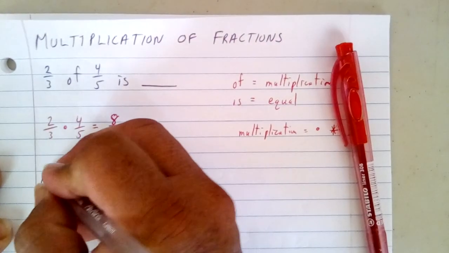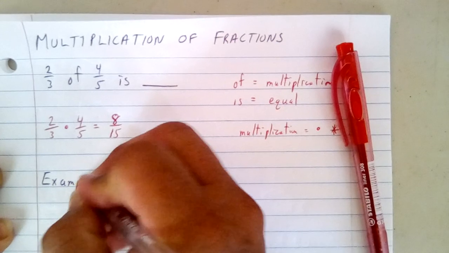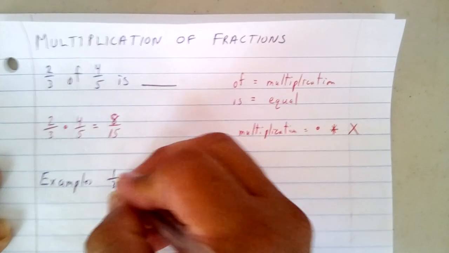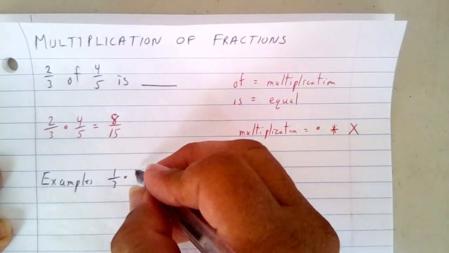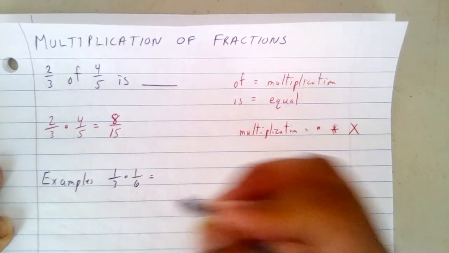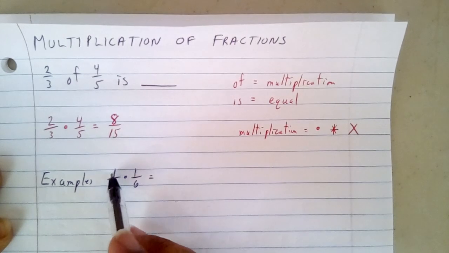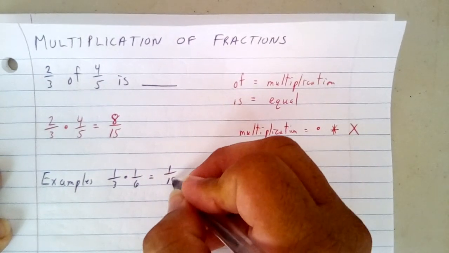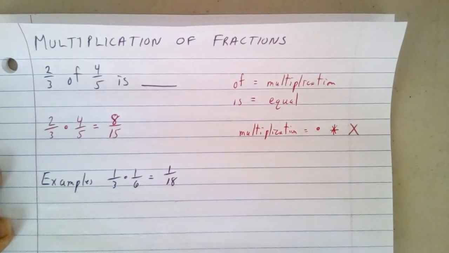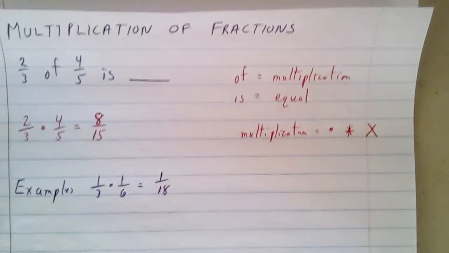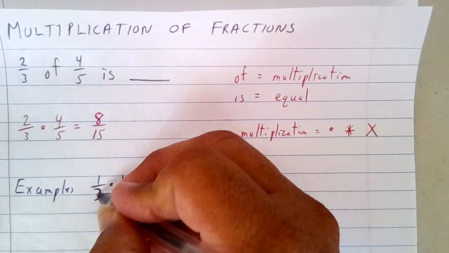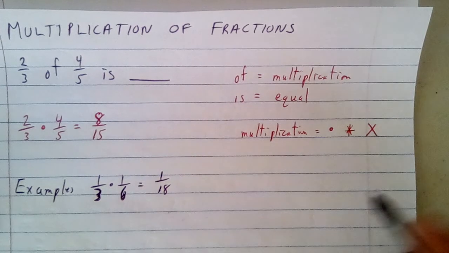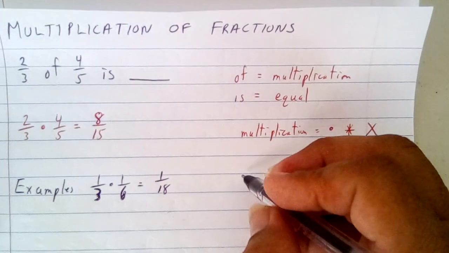Examples now. Let's say we have 1/3 times 1/6. That is equal to what? Well, 1 times 1 is 1. 3 times 6, that's 18. We end up with that. That's our solution. So a little bit more, make that 3 a little bit clearer, make this 6 bigger, and we end up with 18. First example.